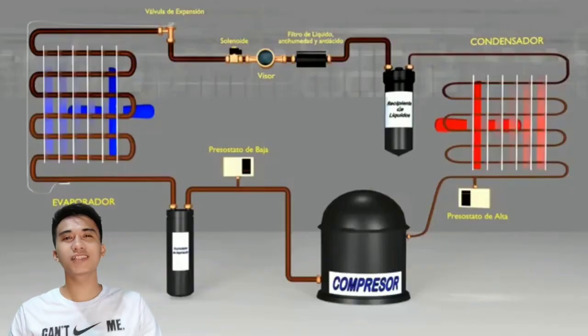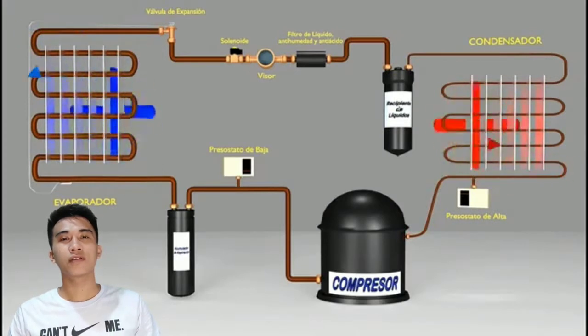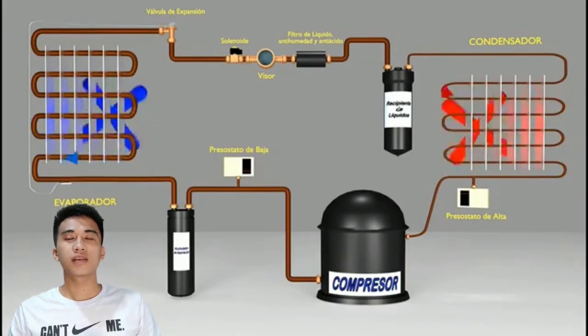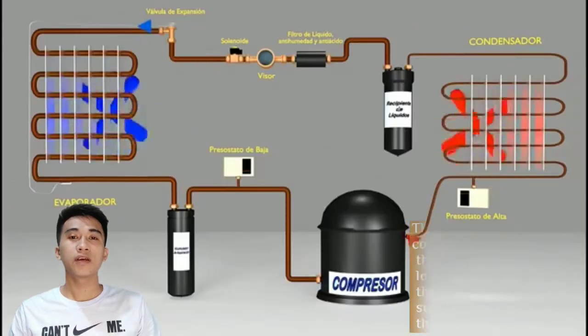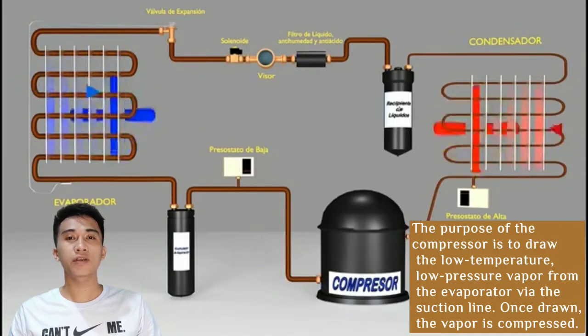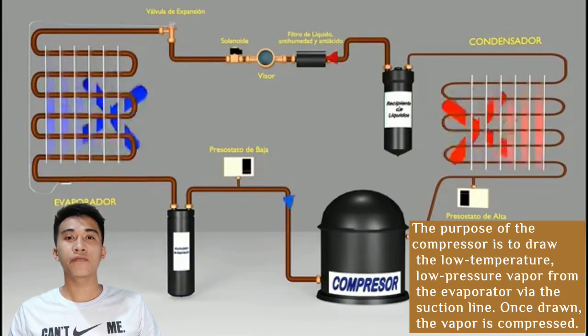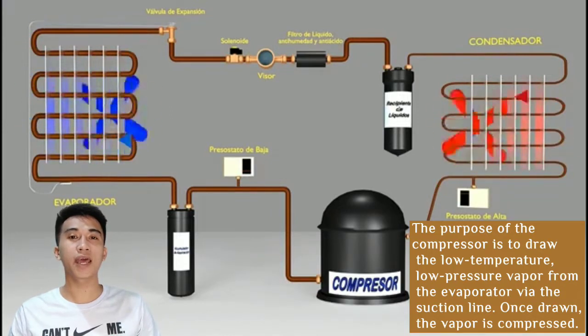Now let's move on to the process of the refrigeration cycle. First is the compressor. The compressor promotes circulation of the refrigerant by pumping it around the system. The purpose of the compressor is to draw the low pressure vapor from the evaporator via the suction line.